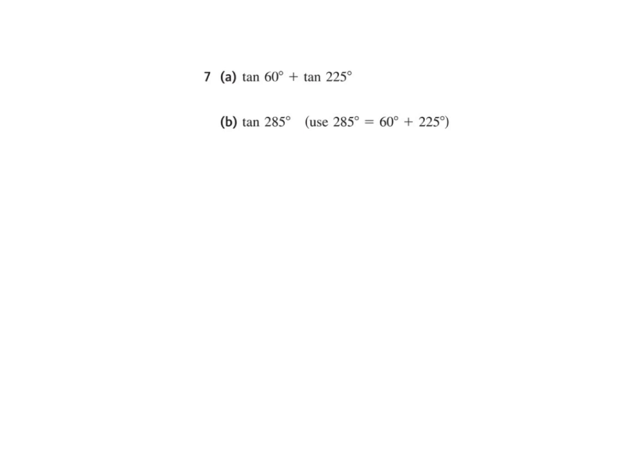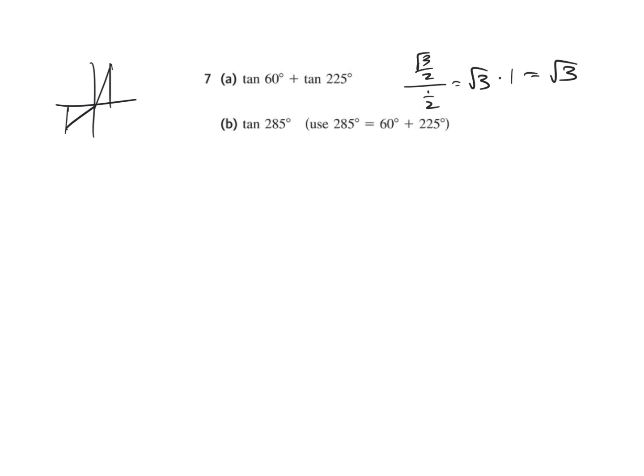And number 7, tangent of 60 degrees is square root of 3 over 2 all over 1/2, so that's the square root of 3. Tangent of 225 degrees is a 45-degree angle there. The tangent is going to be positive. That's going to be 1. So the answer there is square root of 3 plus 1. Not times 1, plus 1. So I screwed that up. Plus 1. So that's the answer because you can't put those together.